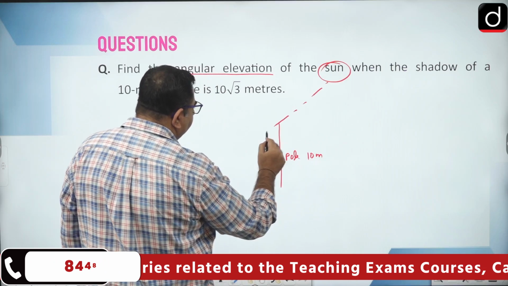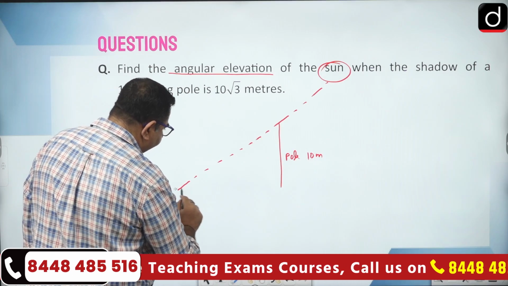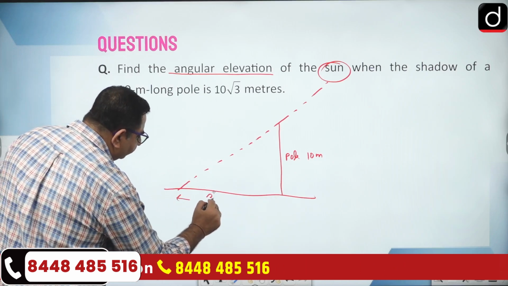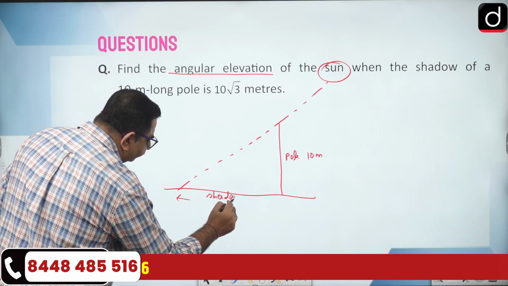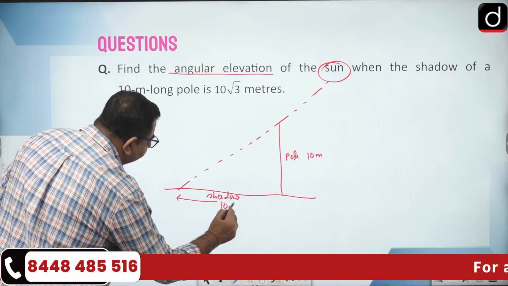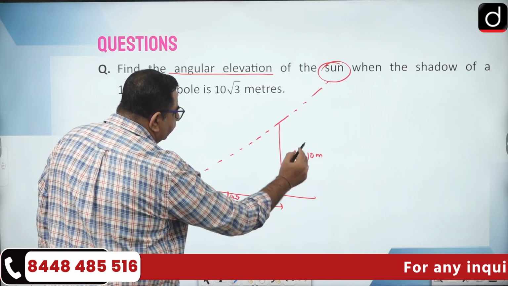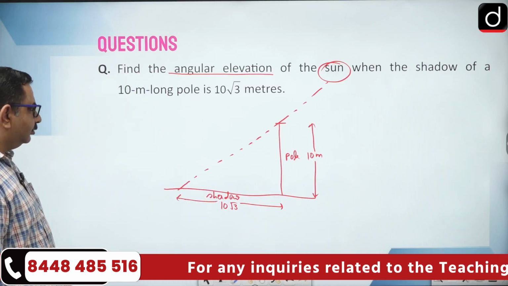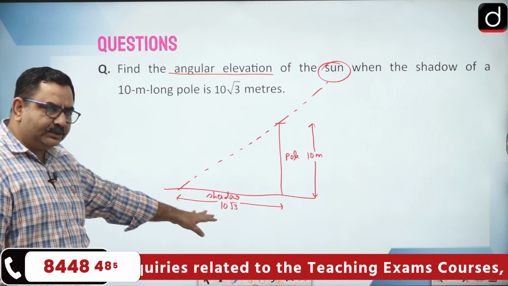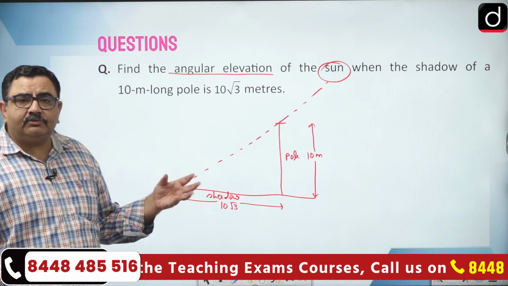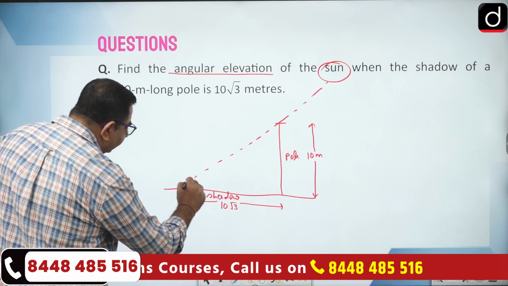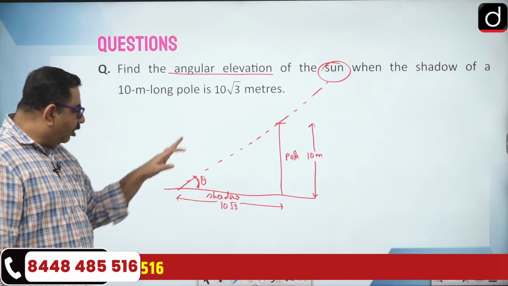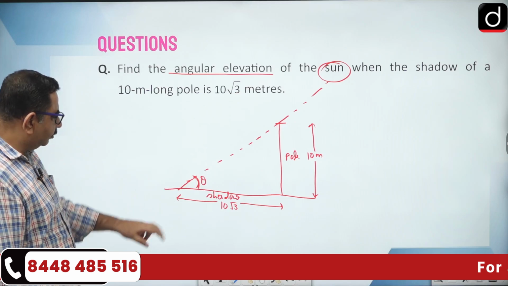Then the shadow of the pole on the ground will be like this. The length of the shadow is 10 root 3 meters, right? And the height of the pole is 10 meters, right? If the sun is there, definitely the shadow will form at this side. So the angular elevation of the sun is at the point where the shadow is ending, right? This angle we are supposed to find. This is the angular elevation of the sun on the ground at that point, right? So we can find theta.